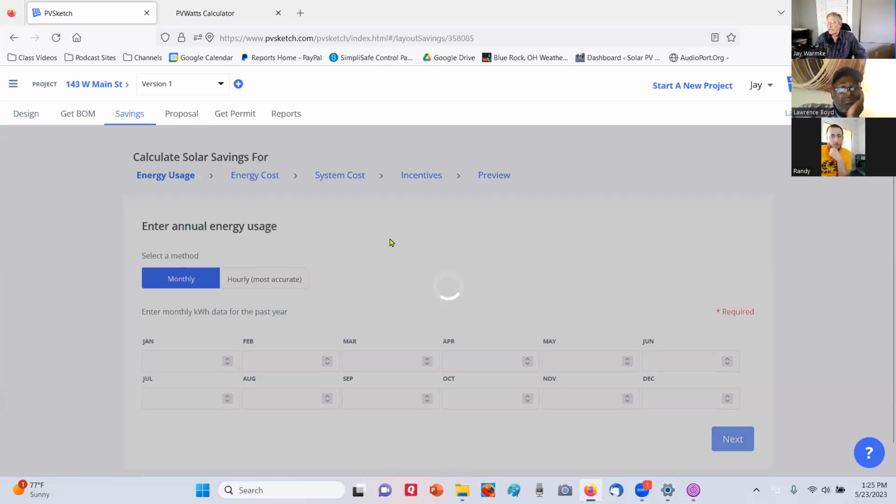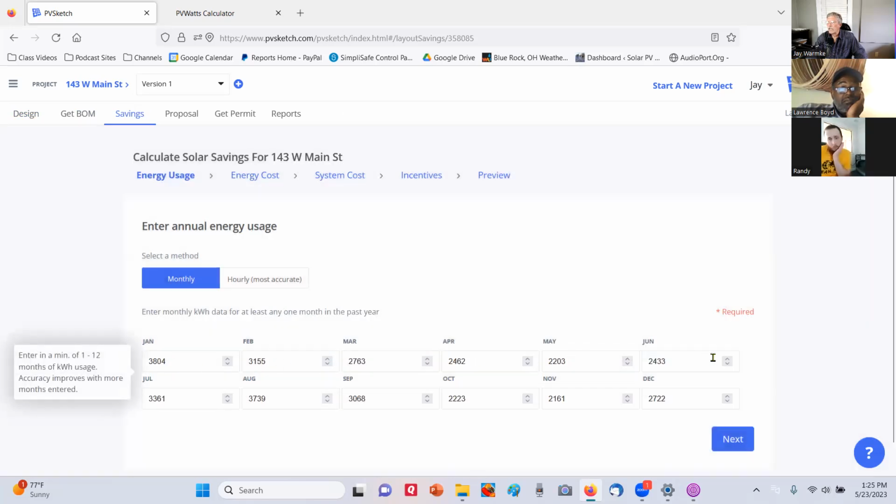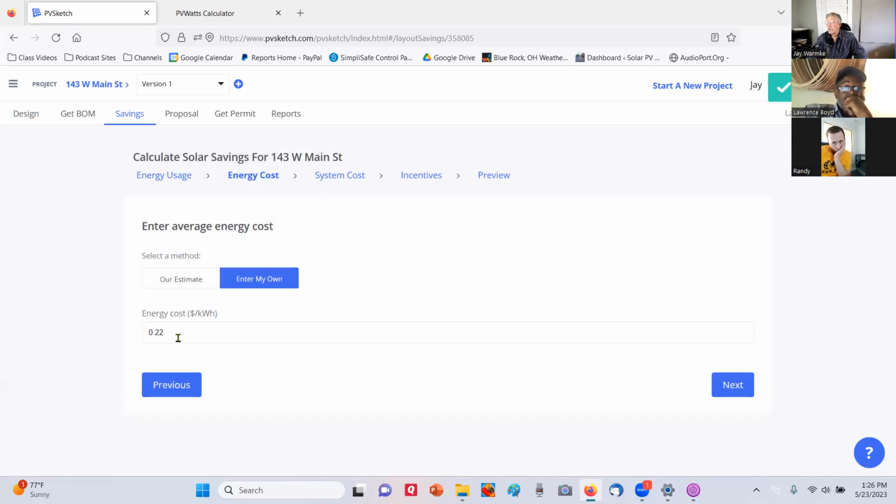And what it's asked us to do here is actually put in the amount of electricity that's used off of the electric bills each month. So you just plug them in January, February, March, so on and so forth. And then the next thing you're going to do is how much is the cost of the energy? So you would take your electric bill and you would divide the cost by the amount of energy that's consumed.